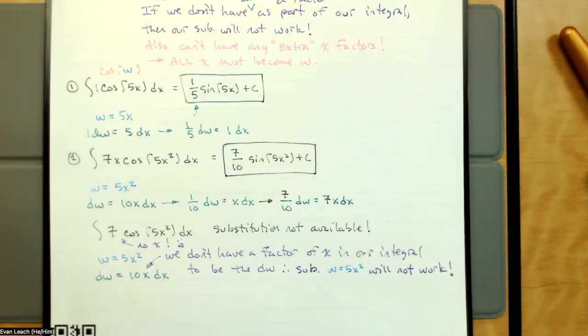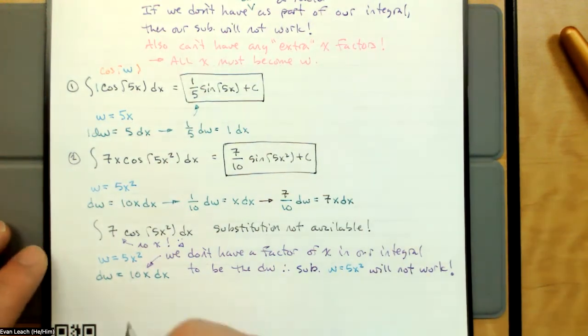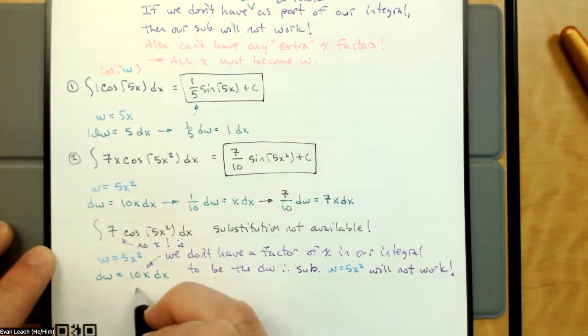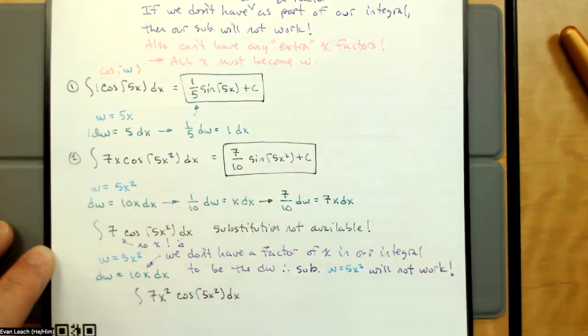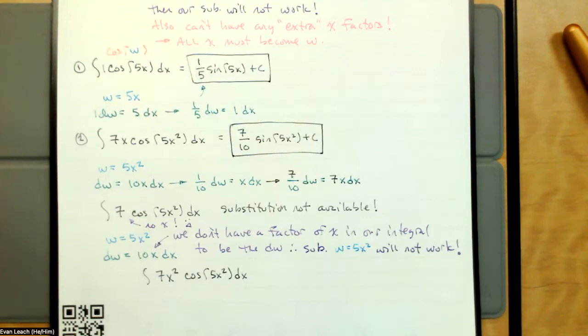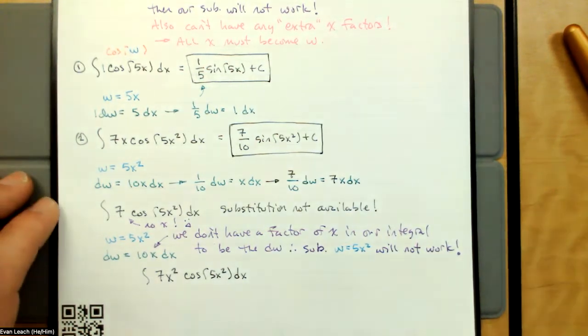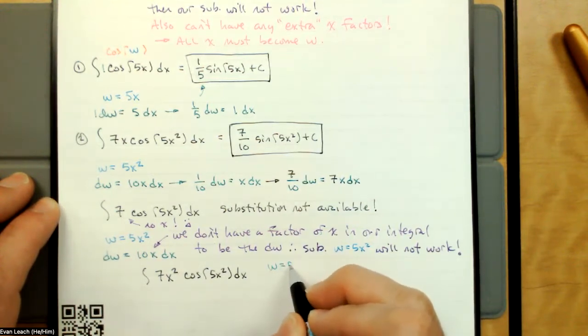The other thing that could happen is that if we have an x, but then we have some other x's that we just can't deal with, we don't have a replacement for. So for example, here we are in the same situation. I want w equals 5x squared to be my substitution, so I'm integrating just the cosine. But we have to consider what will make that substitution work. So we still want to do w equal 5x squared.